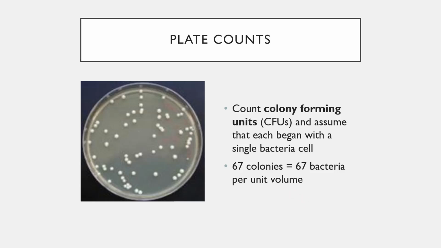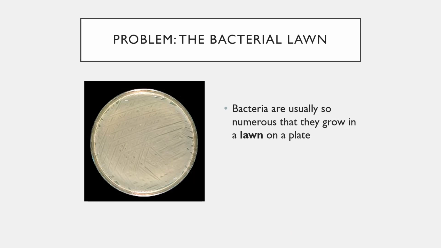The problem with the plate count is that bacteria are usually so highly concentrated that they will not differentiate into individual colonies. Instead, they grow in the form of what is called a lawn. A lawn occurs when there's so much bacteria at such a high concentration that it grows as just a continuous blob, and you cannot distinguish individual colony forming units, and therefore you can't quantify the amount of bacteria in the culture.